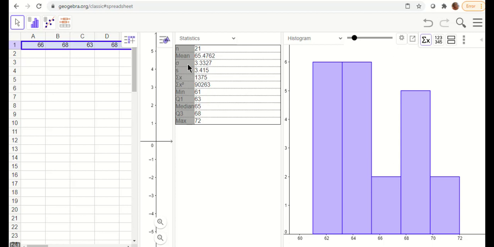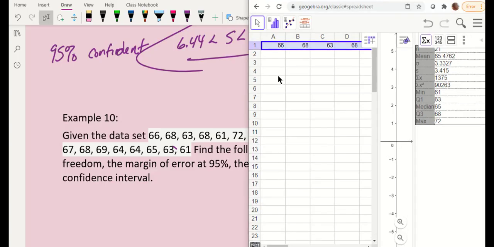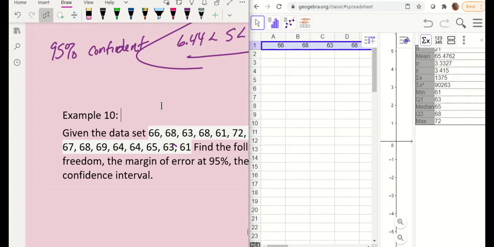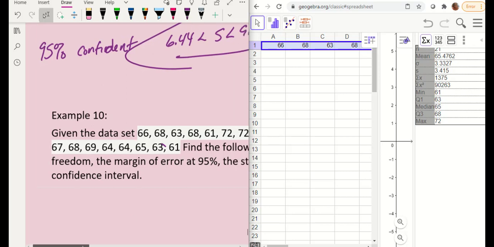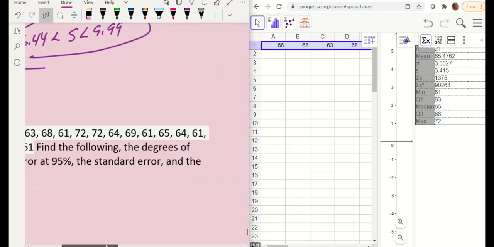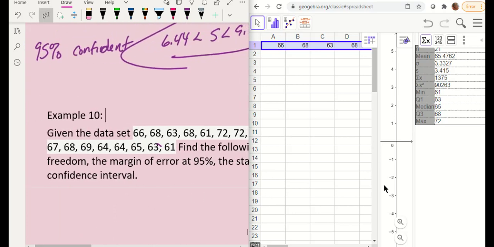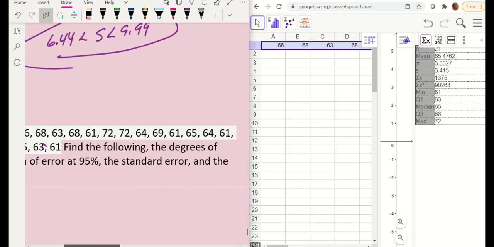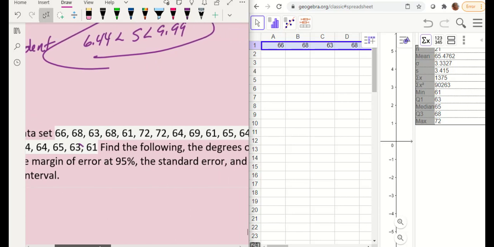We know that our mean, our standard deviation and our sample standard deviation, we have all of this here. Now you know what this S means. Now you know what this standard deviation means. You know where all of this information is. So if we go back to our question, all right, it wants us to find the following. We want to find the degrees of freedom. So that should be easy. We want to find the margin of error. We want to find the standard error, and we want to find the confidence interval.